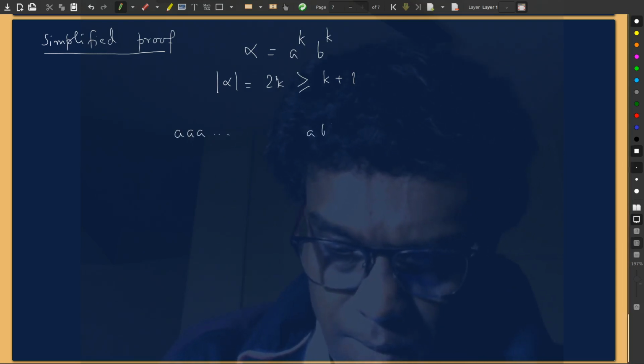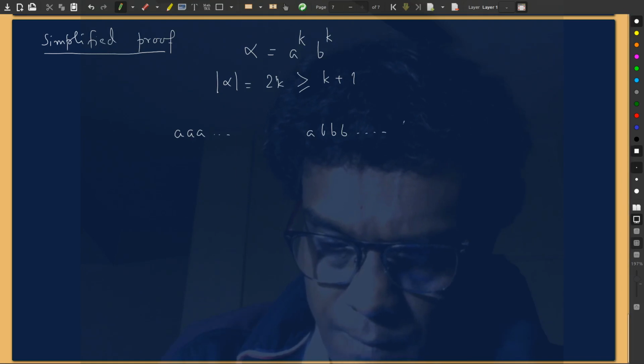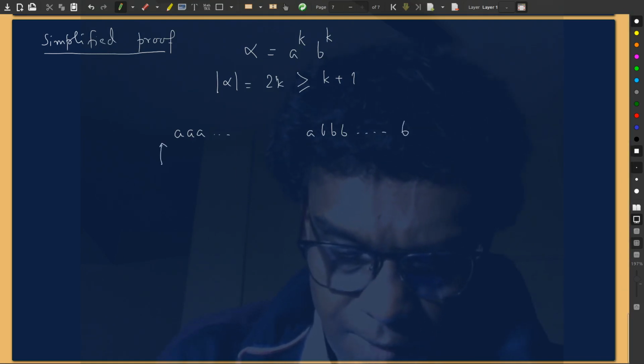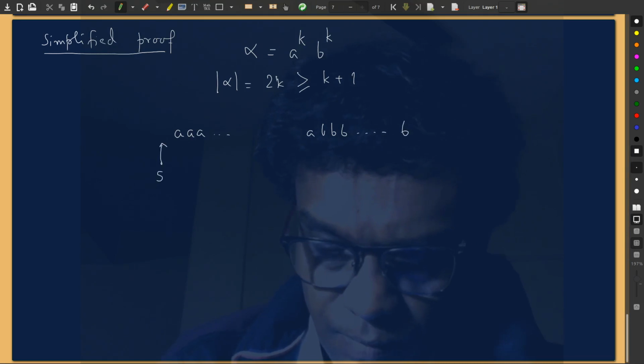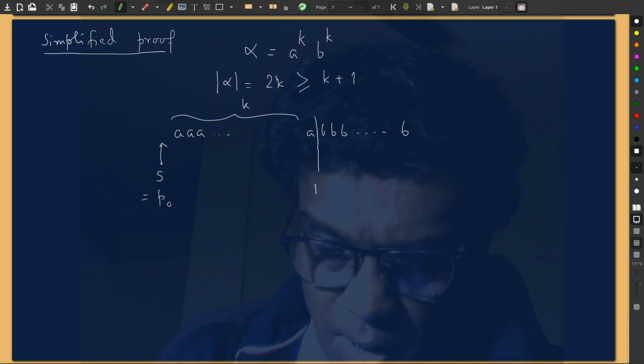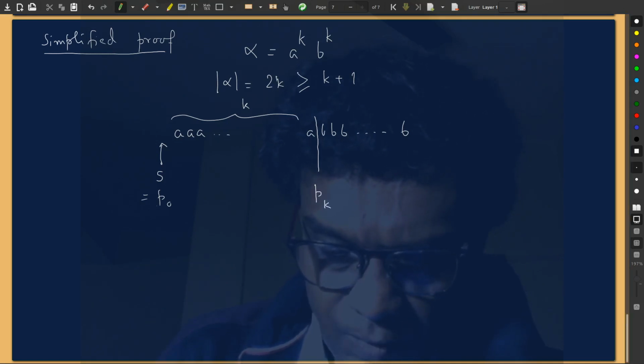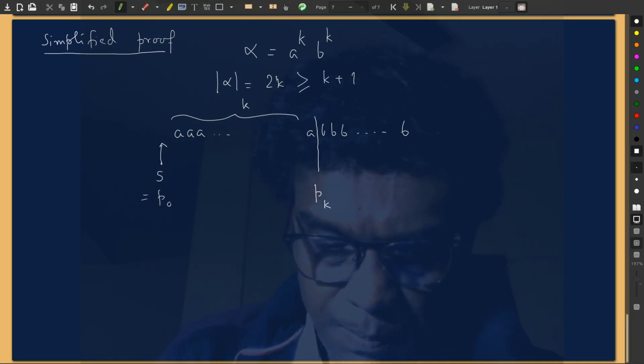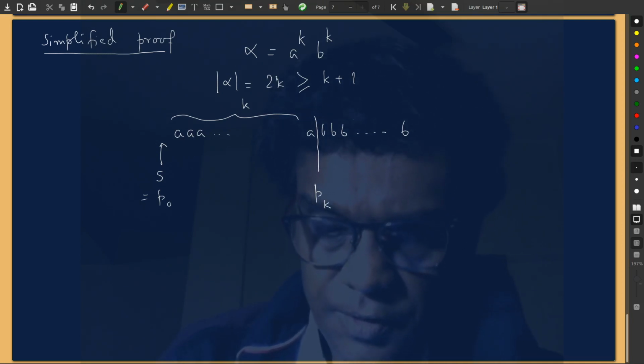A, B, B, B, B. So here I am starting at the start state S. This is P0. After reading k symbols from the input, I reach a state Pk. So if I count the number of states, P0 here, P1 here, P2 here, P3 here, eventually Pk here, this gives me k plus 1 states. So a repetition must have occurred in the block of A's itself.